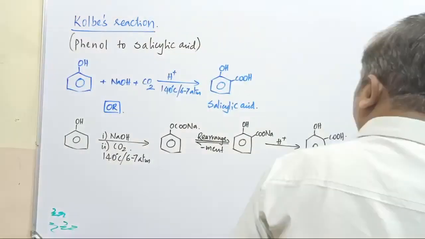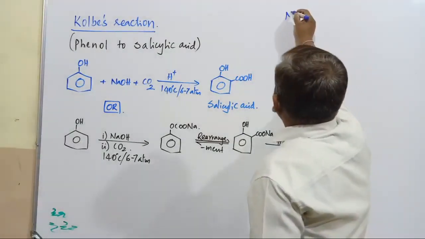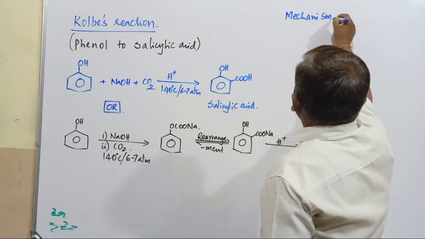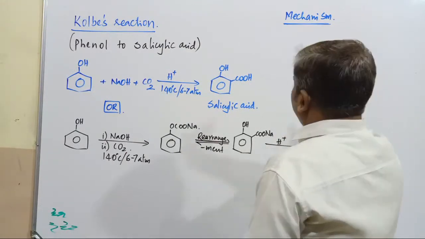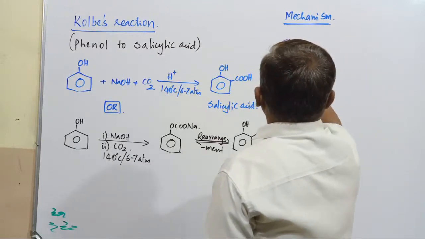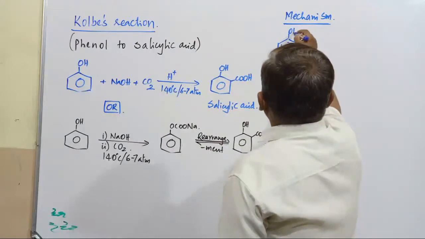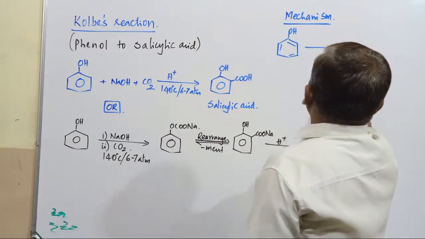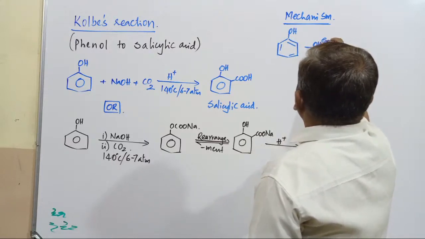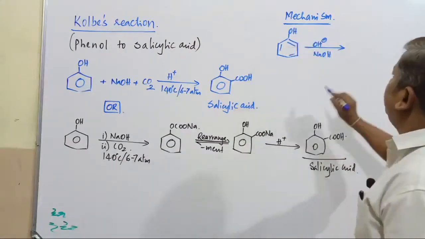Then what is the mechanism behind this reaction? How is this mechanism considered? If you consider the mechanism of Kolbe's reaction, first what happens? In the first step, this is the phenolic compound, OH is there. This OH first combines with sodium hydroxide, that is, the OH minus of sodium hydroxide combines with the phenol.